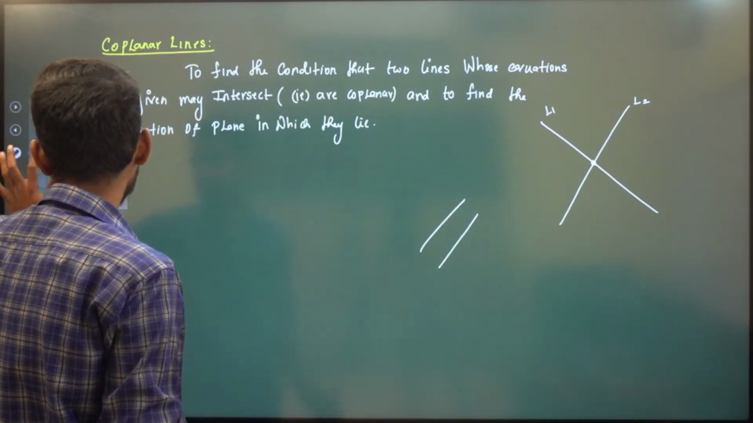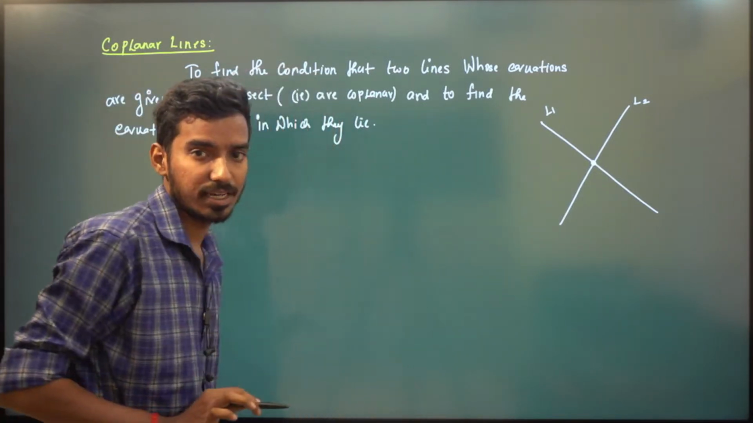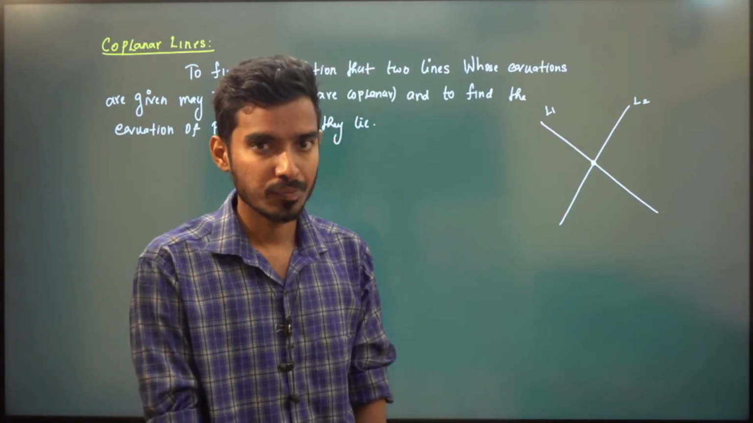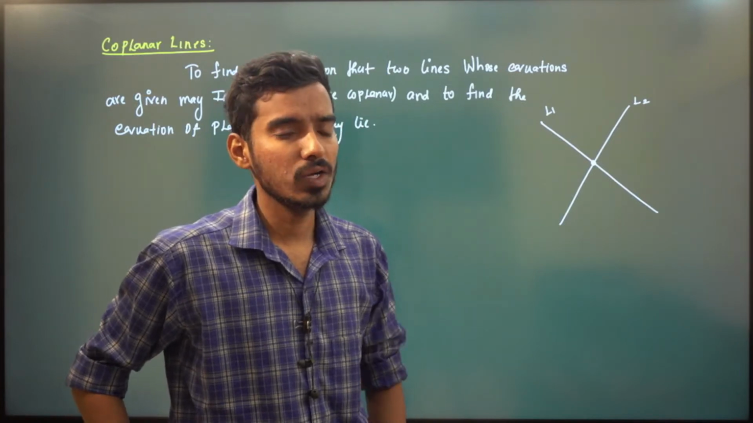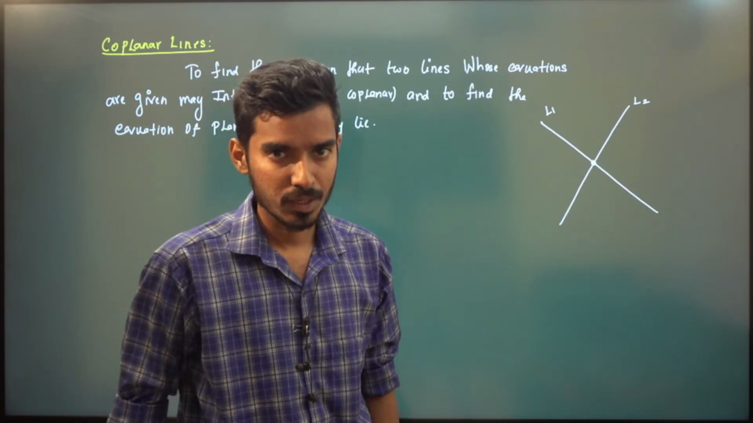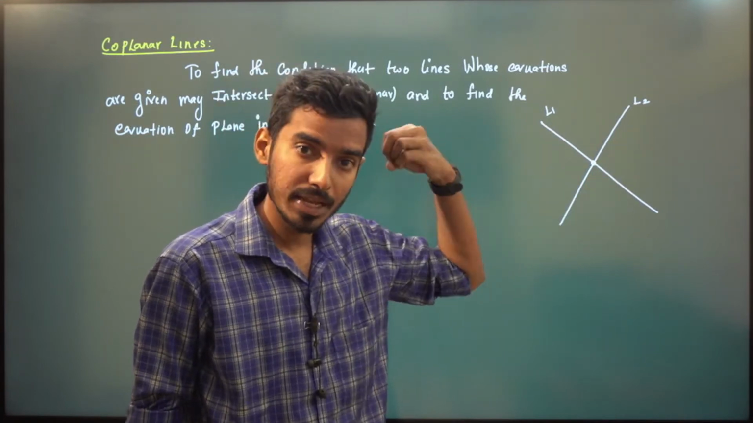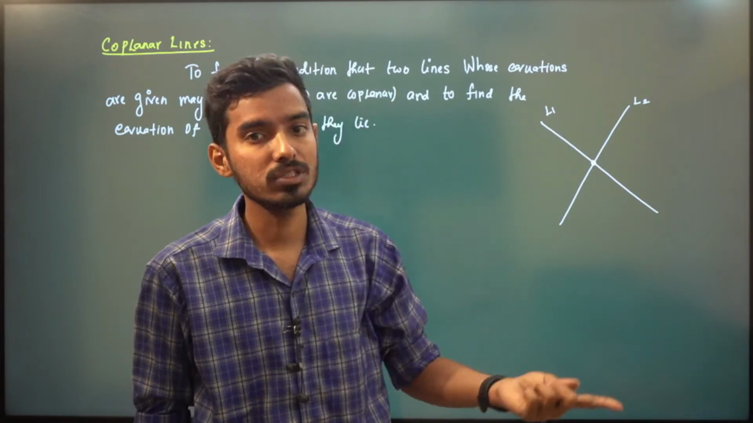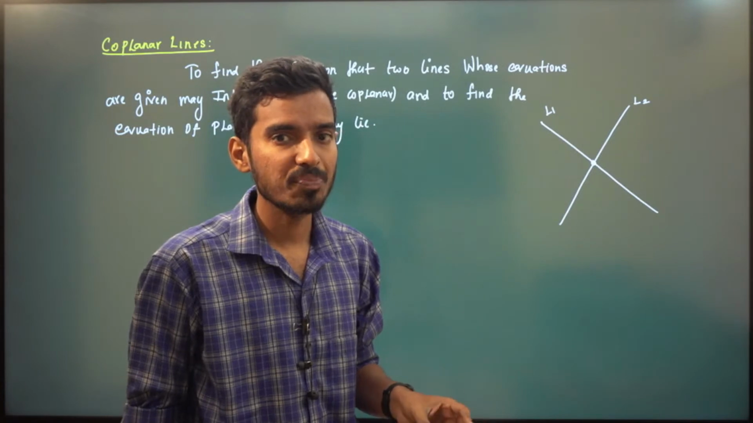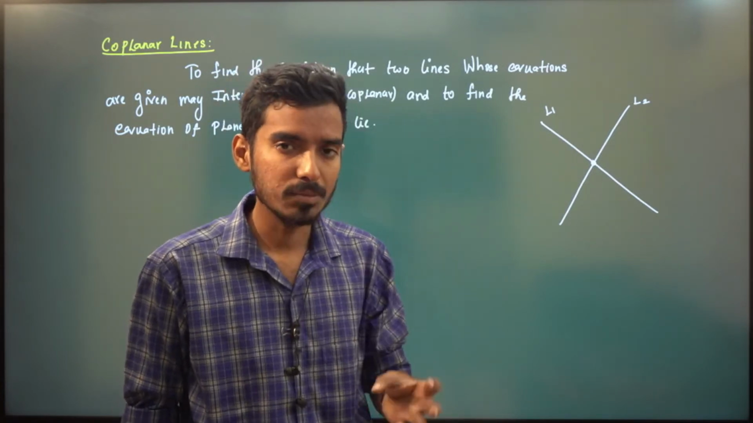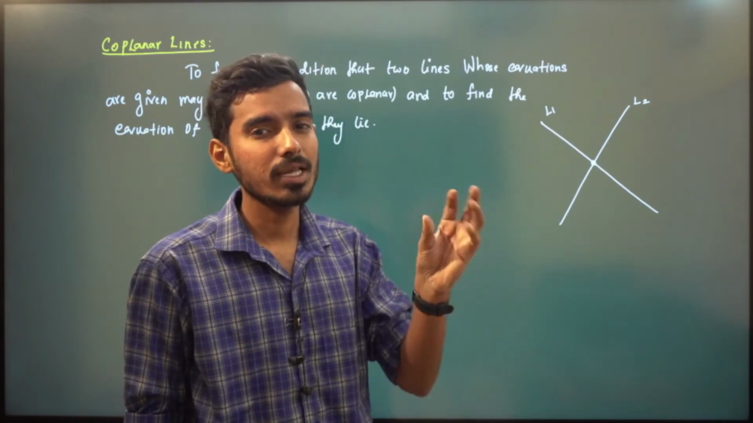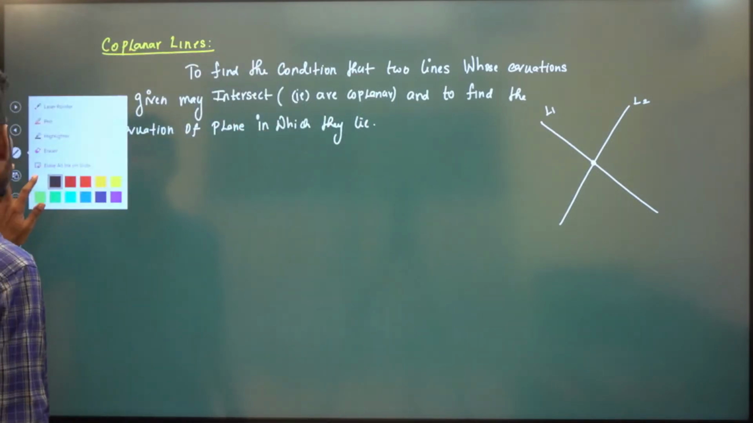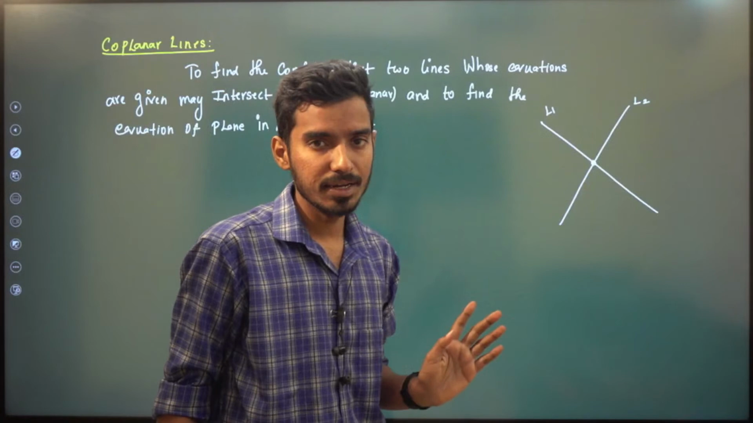What is the condition that the two lines will intersect? Always make sure that both the lines are in symmetrical form, because if we convert to symmetrical form, everything is very easy to calculate. They can give two lines in symmetrical form or in general form. You know how to convert general form to symmetrical form. Whenever you are doing problems based on coplanar lines, make sure both the lines are in symmetrical form.